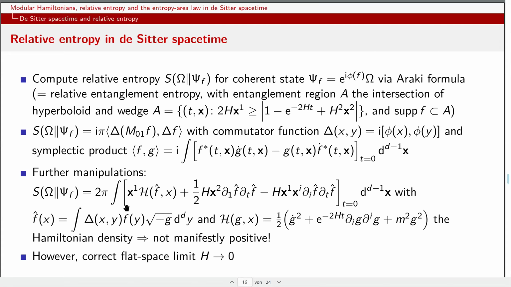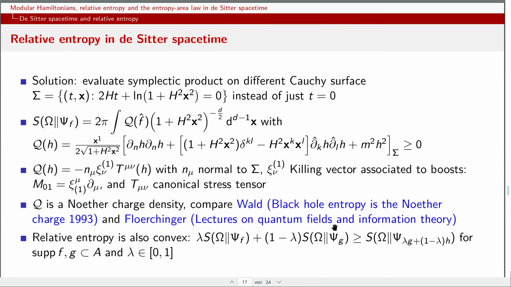The first term is, because in the wedge x1 is positive and h as Hamiltonian density is also positive, but these two terms here, in the end, can have either sign. That's d1f, dtf, whatever this is, it's not quite clear. However, if we take the limit h to 0, this term drops out, this term drops out, this becomes 1. We get exactly the correct flat space-time limit that was computed previously by Casini and collaborators. What is the solution to this issue?